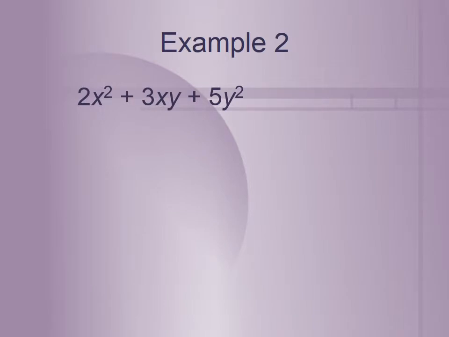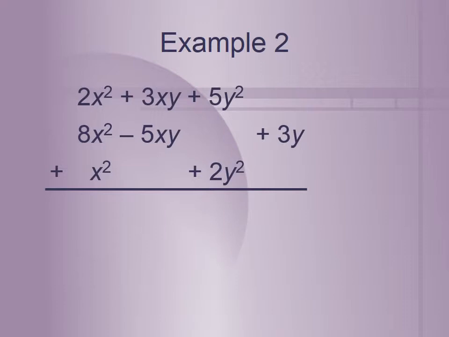So here's our second example. We have 2x squared plus 3xy plus 5y squared, and we want to add 8x squared minus 5xy plus 3y. Notice that this plus 3y and this 5y squared are not like terms. So we left a blank spot so that we didn't get confused and wouldn't add the wrong things together.